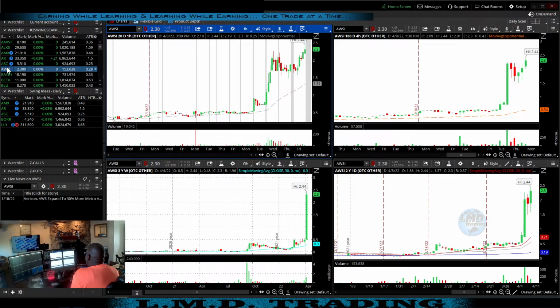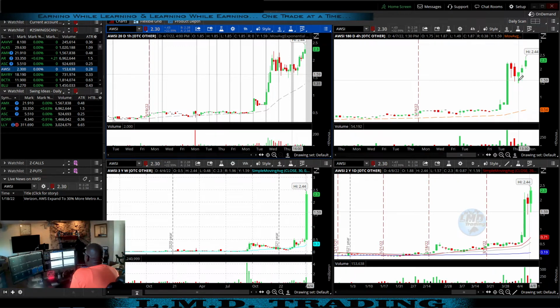AWSI. This was that pullback right there that I talk about. So nice move. This had a pullback. What I would have done was come right here. The range, 38 cents. I'll give it extra wiggle room and say 50 cents. So I would need to buy 200 shares. That one's a fairly easy one to do.